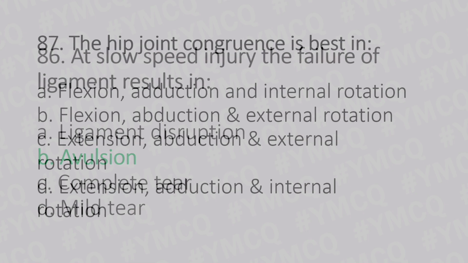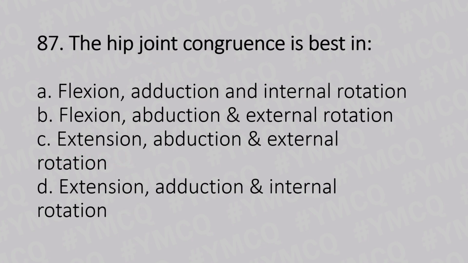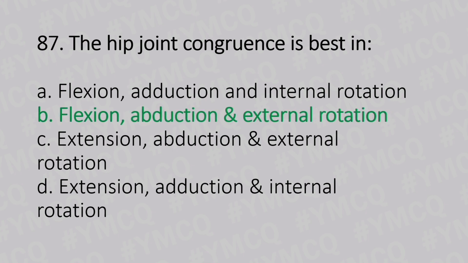Moving to our 87th question, the hip joint concurrence is best in option A, flexion, adduction and internal rotation, option B, flexion, abduction and external rotation, option C, extension, abduction and external rotation, option D, extension, adduction and internal rotation, and the answer is option B, flexion, abduction and external rotation.